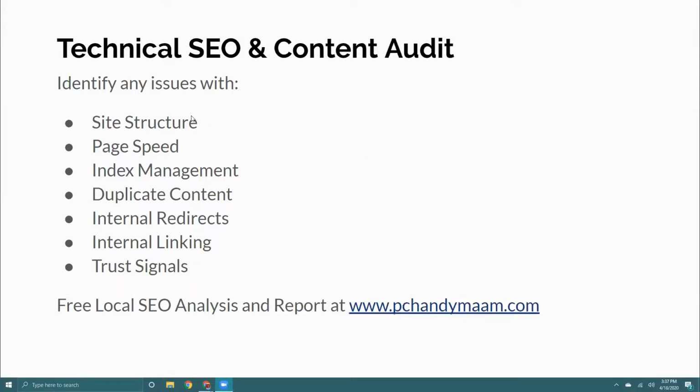And then there's a lot of other technical things that Google looks at too, like page speed and duplicate content. One thing that I see people do wrong all the time is they copy and paste the same paragraph on a number of different pages. In Google, that's duplicate content. It's not original content, and you're not helping your rankings at all by doing that.